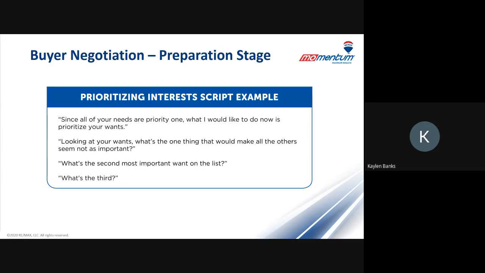So now that we start the conversation around what they have identified, it's up to you to prioritize them. Try something like a script like this. Since all of your needs are priority 1, what I would like to do now is prioritize your wants. Looking at your wants, what's the one thing that would make all of the others seem not as important? What's the second most important? And then what's the third?